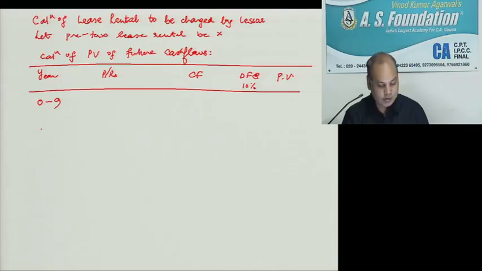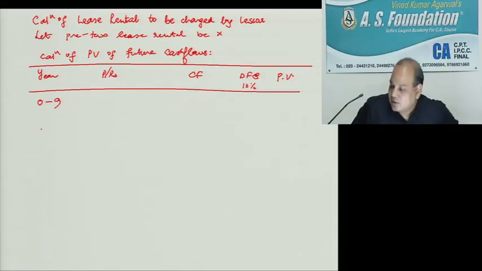End, who said that? Lease rentals are to be made in advance. Lease rentals are to be made in advance means beginning or end? Beginning, 0 to 9.